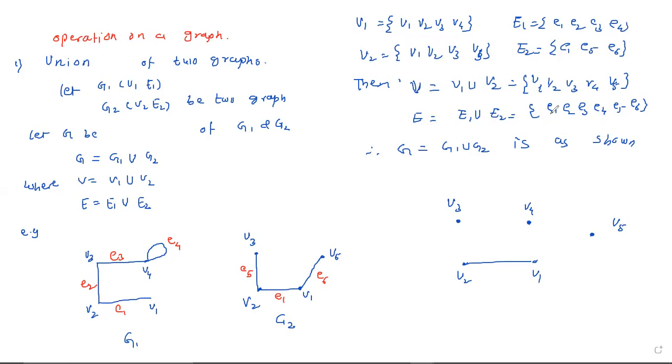Okay, now see, we have E1. E1 lies between V1 and V2, so we have shown E1. Okay, then E2 lies between V2 and V3, so we show like this. Then E3 lies between V3 and V4. Okay, we show like this. Then E4 is like this. Okay, E5 lies between V2 and V3 again, so we can show like this, one more edge. And E6 lies between V1 and V4. So this is union of two graphs. Okay, so this is our second.